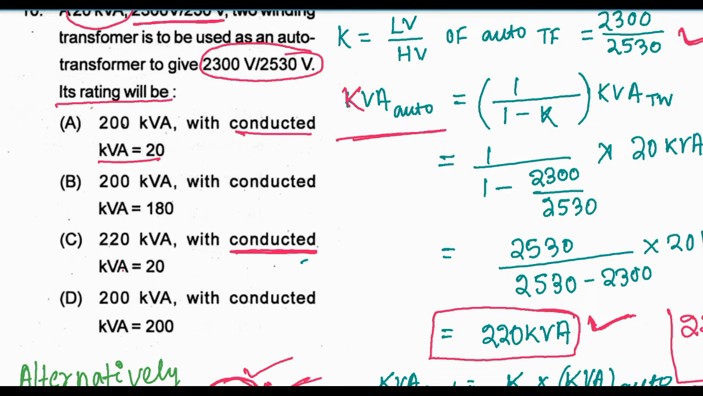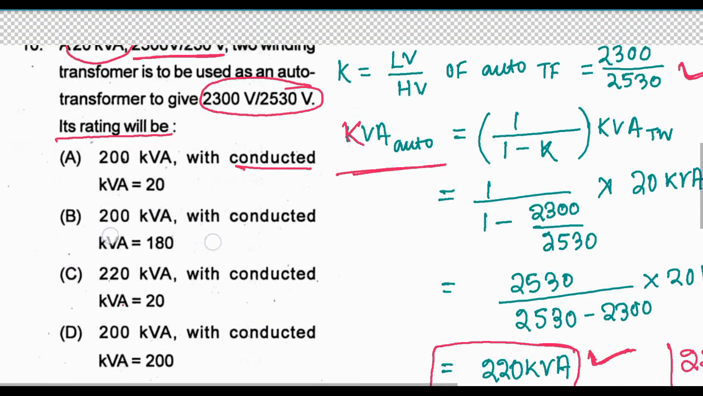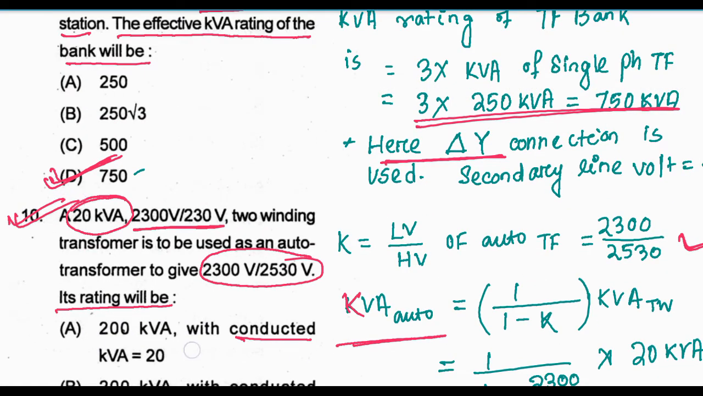So what can be changed? Suppose this one is 220 kVA, here we can change this one to be inductively, so that this option will be correct, or we can change this one to be conducted kVA to be 200 kVA. Otherwise this option can be correct. This one here conducted is 200, and here we have to make 220 kVA, so that option C or D may be correct. So for this question there is no correct option given.